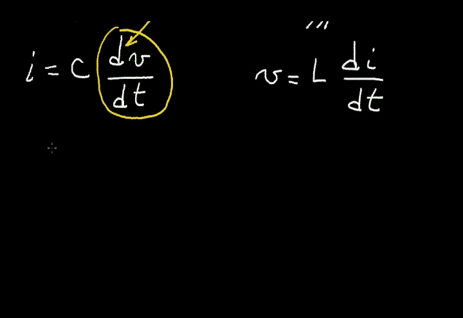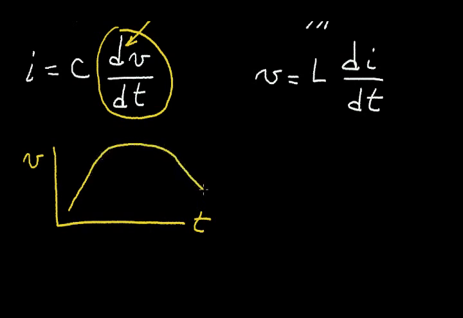Let's presume that I have a graph of voltage versus time. This is my time axis, and this is my voltage axis. Let's presume that if I plot voltage versus time, I get a voltage that increases, levels off, then the voltage decreases. So when you see this dV/dt, which is a concept from calculus, think slope. Think slope on a curve at any particular point.